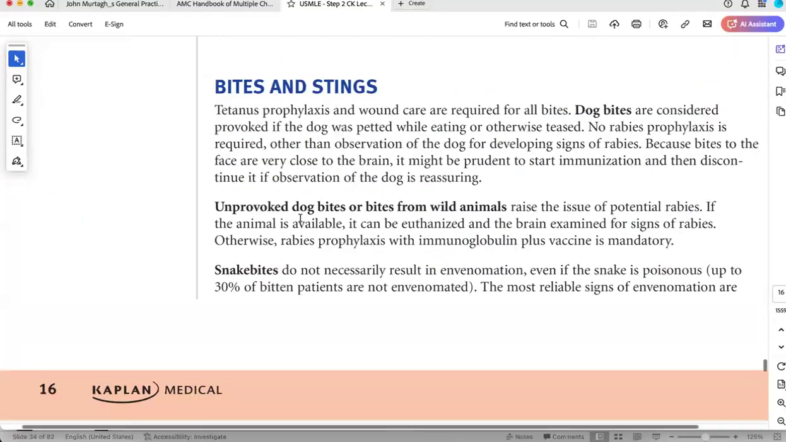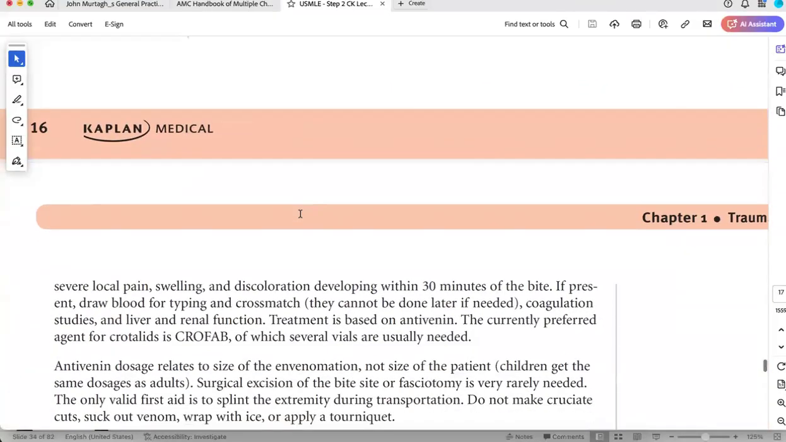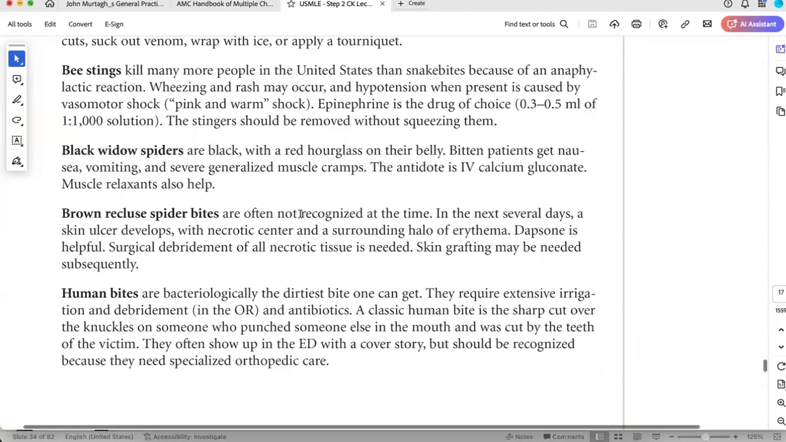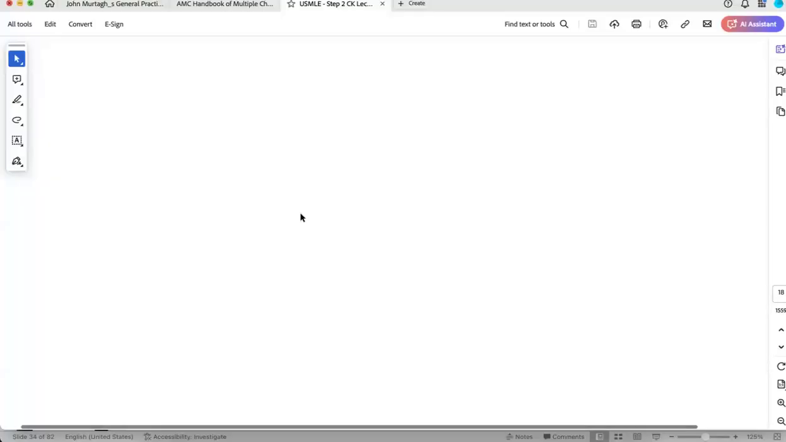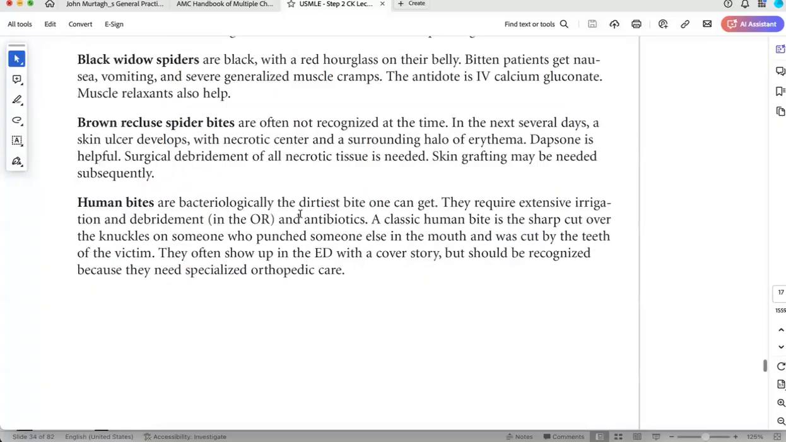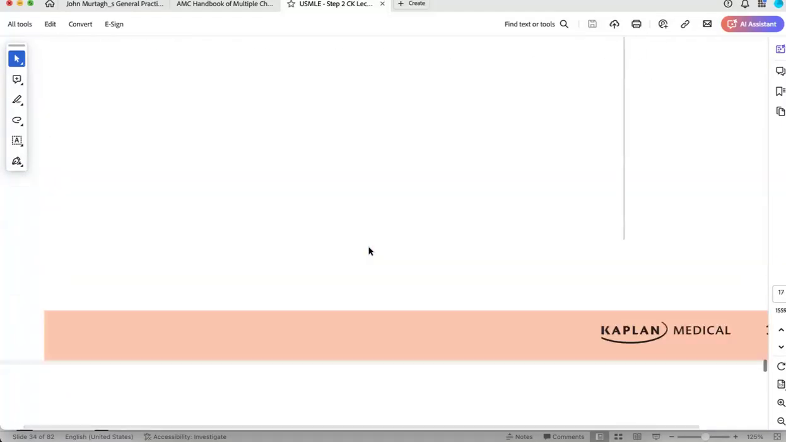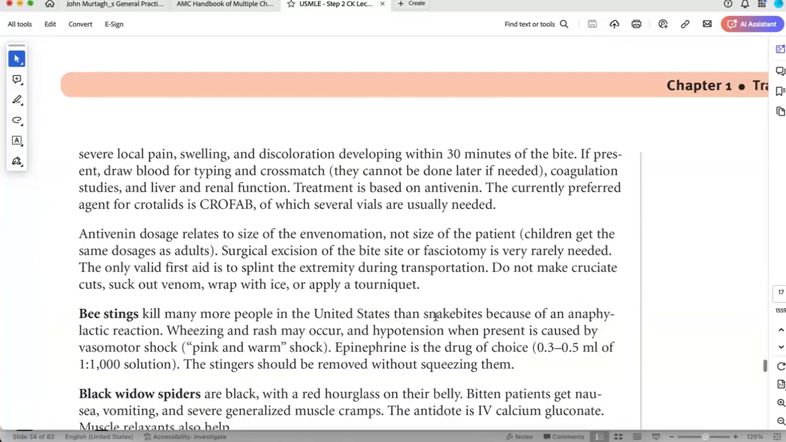At some time, we will discuss bites and stings. Snake bite comes in exams, and sometimes also human bite and jelly sting, so jellyfish sting. Those are also in John Murtagh. We will discuss that from John Murtagh at some time. Okay, so that's basically all that you need to go through from here.